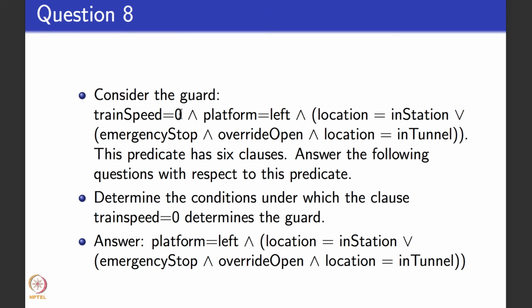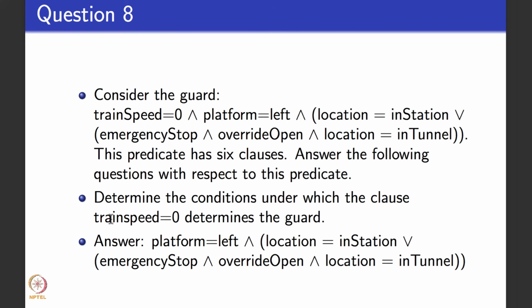It says train speed 0, platform is on the left hand side, train is in station, or there's an emergency stop, an override button pressed, and the train is still in tunnel. If you see, there are 6 clauses here: 1, 2, 3, 4, 5, 6. And what it asks you to do is, we've taken examples of 3 clauses, and asks you to determine the condition about when the clause will determine the predicate.